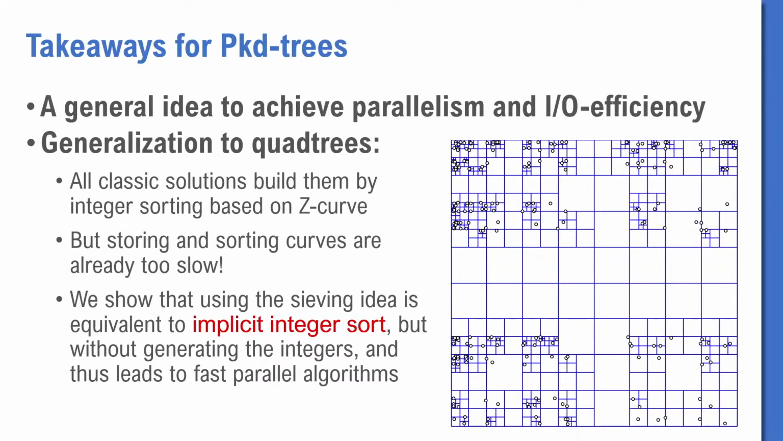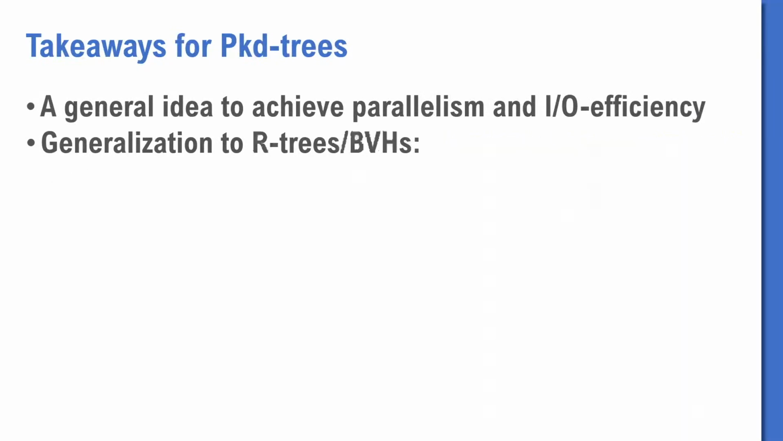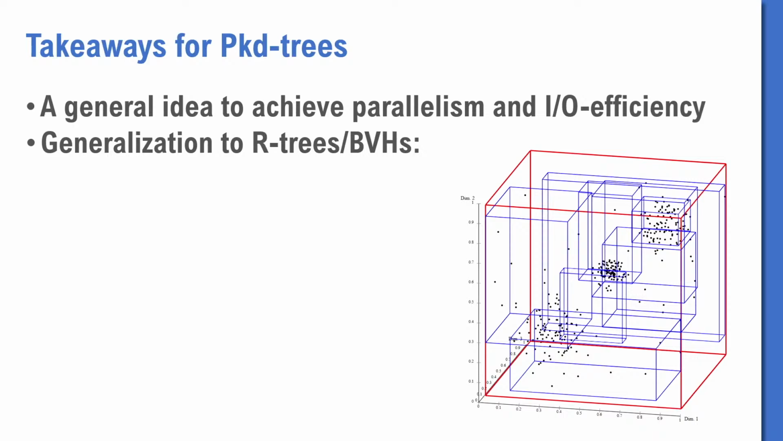Okay, so this is a very cool idea, and then I can make quadtree a lot faster. Almost faster than PKD tree in most cases. In some extreme cases, on very skewed data, they have similar performance. And there are a lot of generalizations. For example, there are R-trees or BVH.